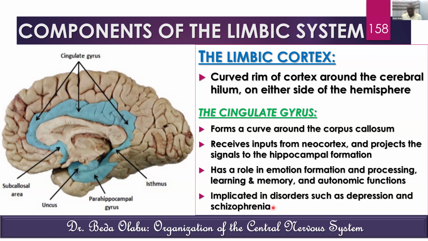In terms of the disorders, we see that depression and schizophrenia have actually been linked with disorders in the cingulate gyrus. So we're not saying that this is a cause, but there's some linkage, there's some implication. As you're going to see in diseases like schizophrenia, there could be multiple parts of the brain which are involved, not just one part. And so perhaps cingulate is one of those many parts which are involved in the disease process.